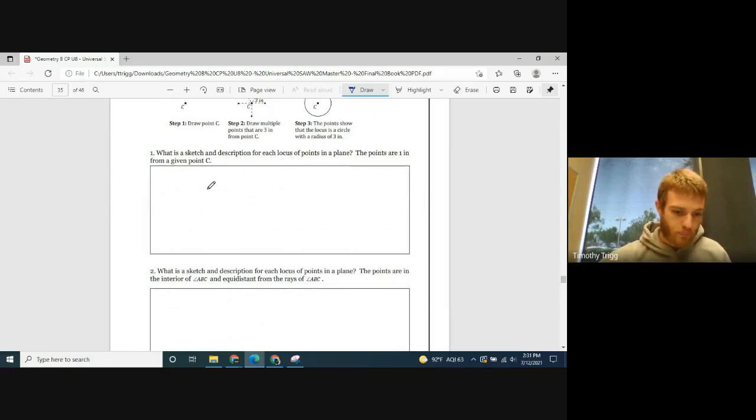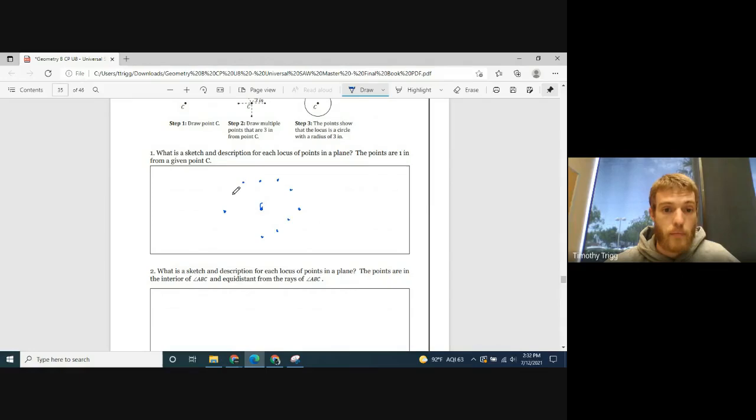So let's try number 1 here. What is a sketch and description for each locus of points in a plane? The points are 1 inch from a given point C. So I've got a given point C, and then my locus of points is every point that is 1 inch away. So I want to go 1 inch to the right, maybe, from C, 1 inch to the left, 1 inch up, 1 inch down, and 1 inch in every direction, right? So 1 inch over here in this direction, over here, 1 inch from C, 1 inch from C.